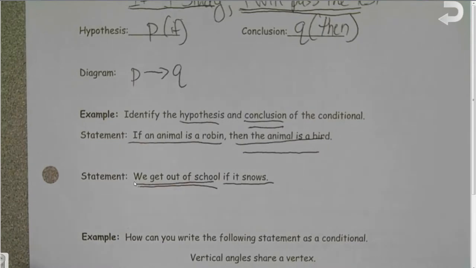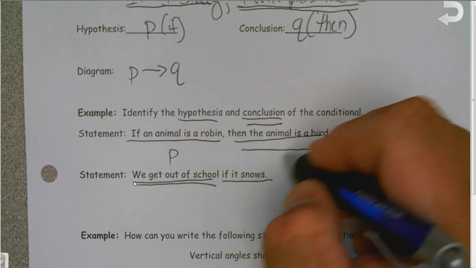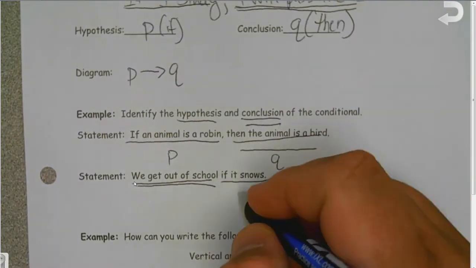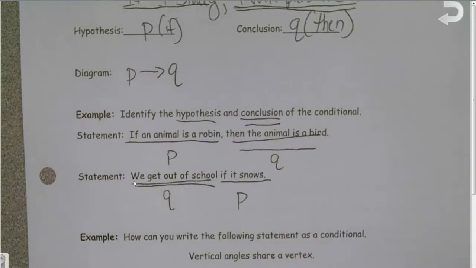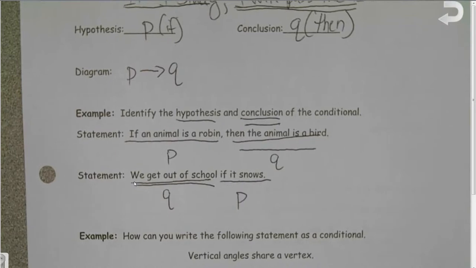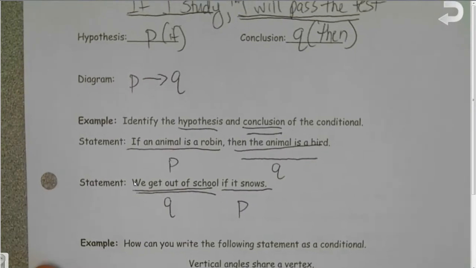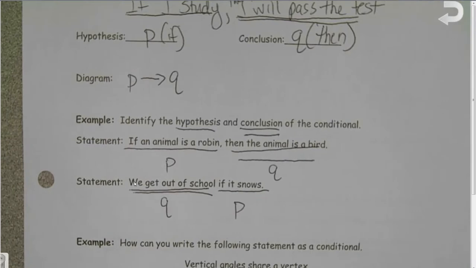Okay, so hopefully you were able to do that. If an animal is a robin, that's our hypothesis. Then the animal is a bird. That's our conclusion. If it snows, that's our hypothesis. Then we get out of school. That's our conclusion. So I want you to understand that it doesn't necessarily have to go in the order of P to Q all the time. You can flip it if the sentence makes sense to do that.